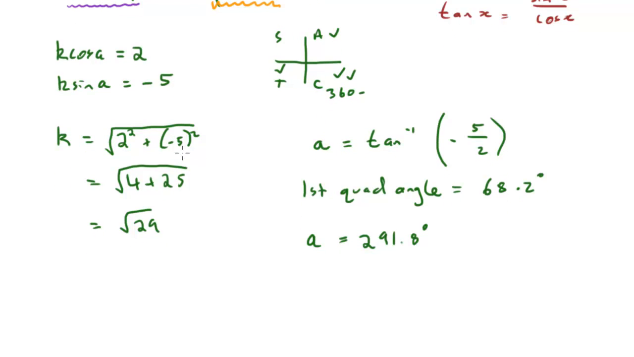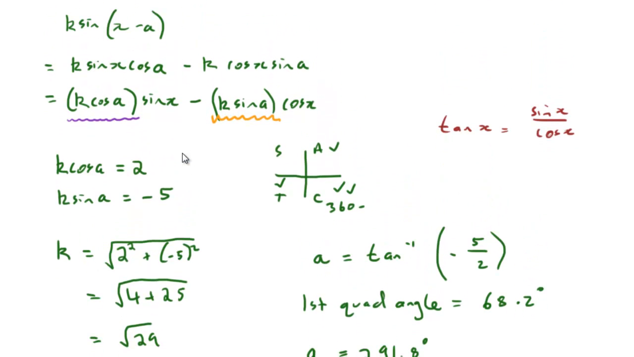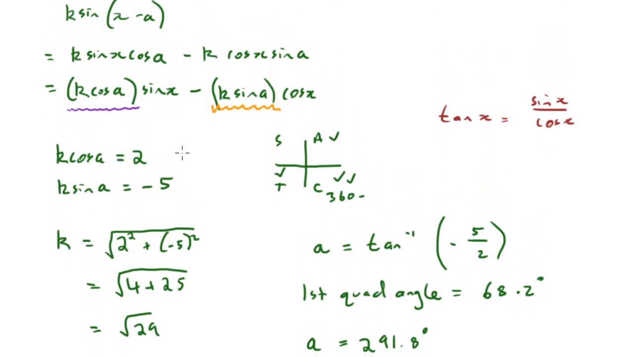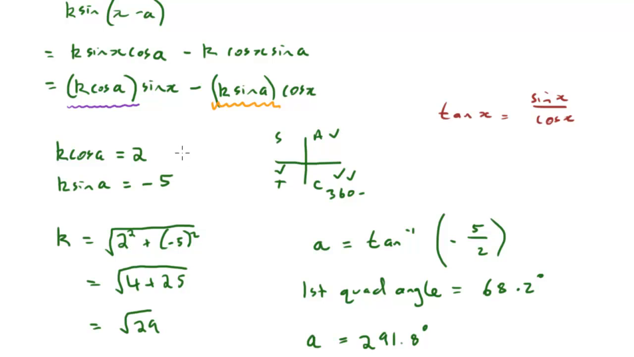And it's good practice here now just to summarise all that. We've managed to say that the expression we were given at the beginning, which was 2 sin x degrees plus 5 cos x, is equal to K, which we found out to be root 29, sin(x minus A), where A is 291.8 degrees.